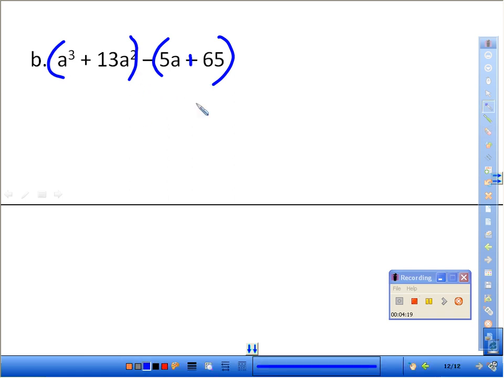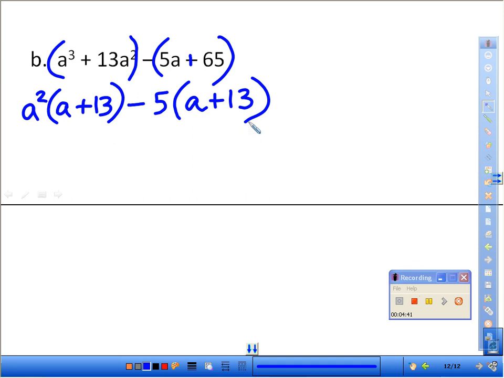So now that we've changed the signs, let's factor out of each group. In the first group, a squared is our common monomial factor. We're left with a plus 13, minus, in our second grouping, we factor out the number 5, and we're left with a plus 13. Again, we should notice that this and this are the same. If you ended up with a negative sign right here, it's probably because you did not change this to a plus before you started the problem.